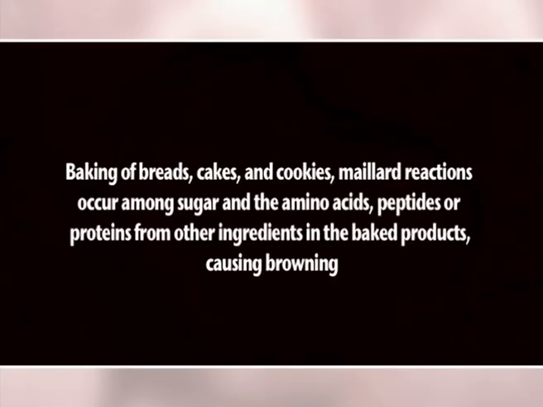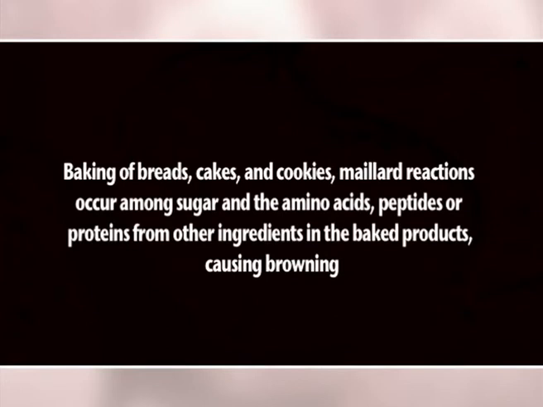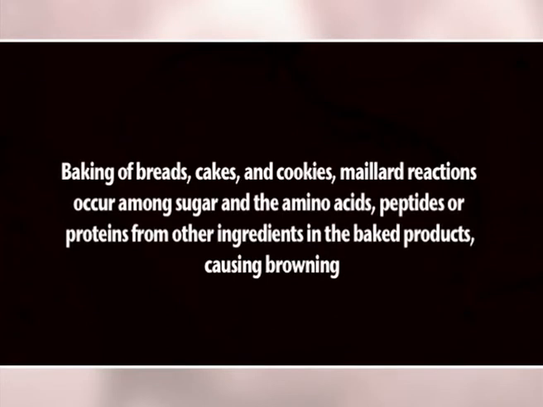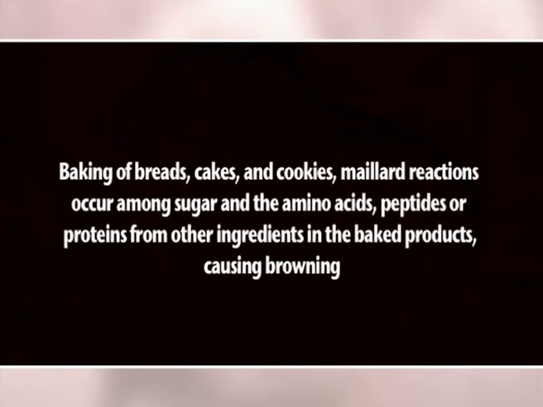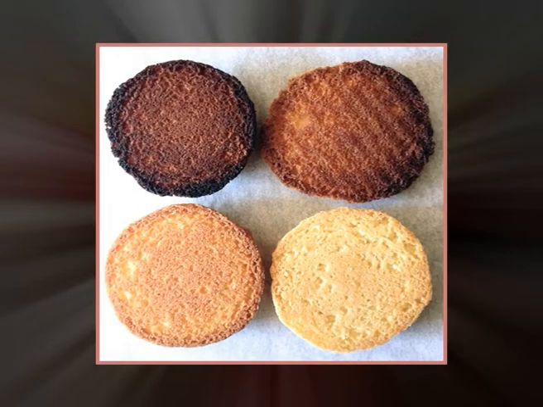During baking of breads, cakes and cookies, Maillard reaction occurs among sugar and the amino acids, peptides or proteins from other ingredients in the baked products, causing browning. These reactions also result in the aroma associated with the baked goods. The higher the sugar content of the baked goods, the darker golden brown the surface appears.